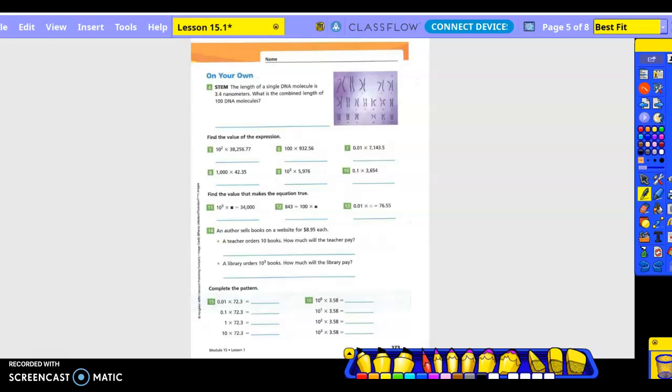On your own, number 4. The length of a single DNA molecule is 3 and 4/10 nanometers. What is the combined length of 100 DNA molecules? So we have this 3 and 4/10. And then they want to know what the combined length of 100 of those are. So that's 3.4. And then I'm going to multiply it times 100. So am I doing a whole number or a decimal? A whole number. And then am I going to go to the left or to the right? To the right. How many places? 2. Because it's 100. 1, 2. So I have to put a 0 in there to hold my spot. So 340 nanometers.